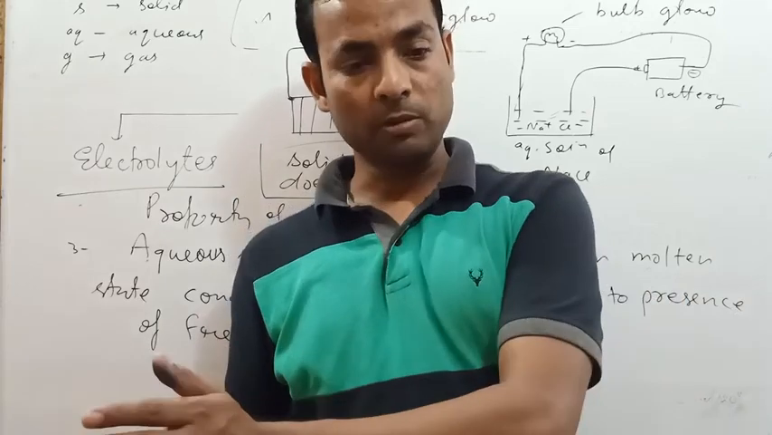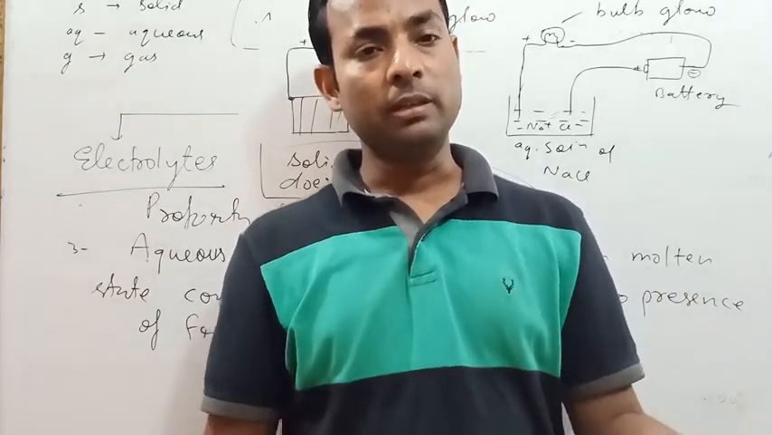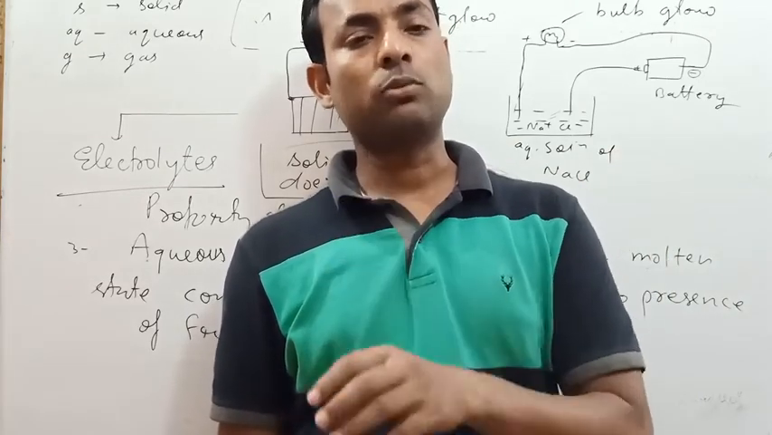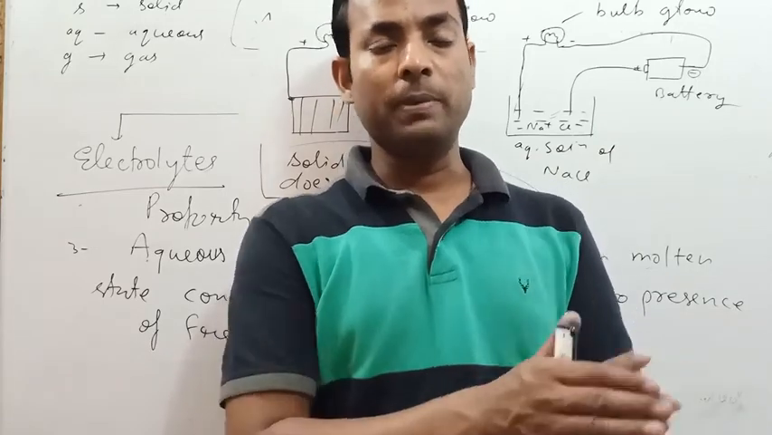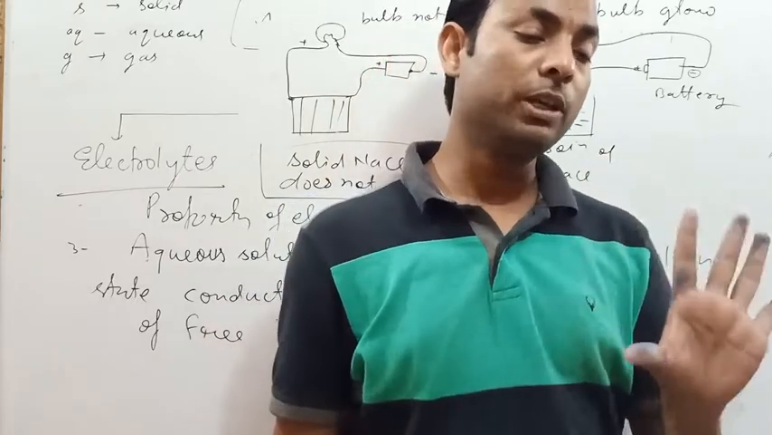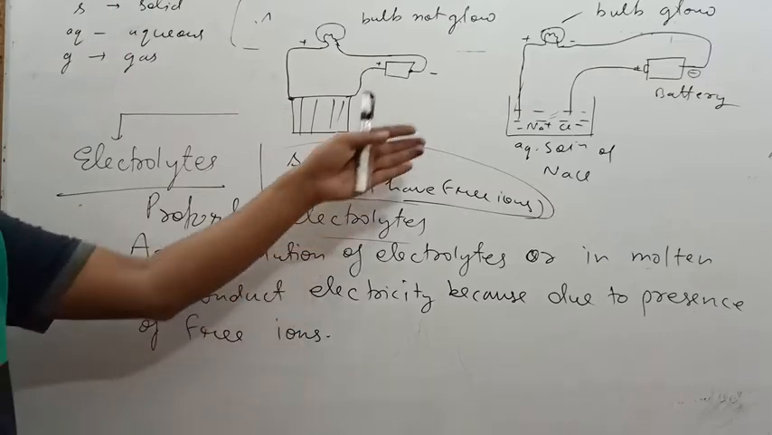But in aqueous form or in the molten state, the ions are completely free, and due to the presence of these free ions, it carries the current. That's why the aqueous form or molten form of NaCl conducts electricity. Don't forget, it is a very important question. Okay, please make this graph, make this figure.